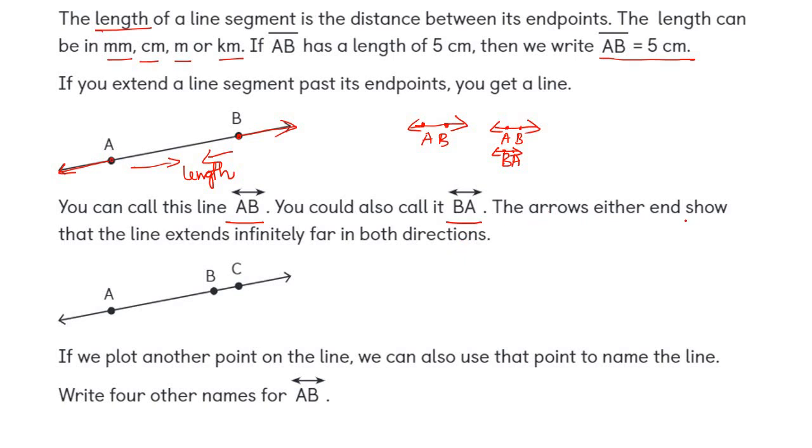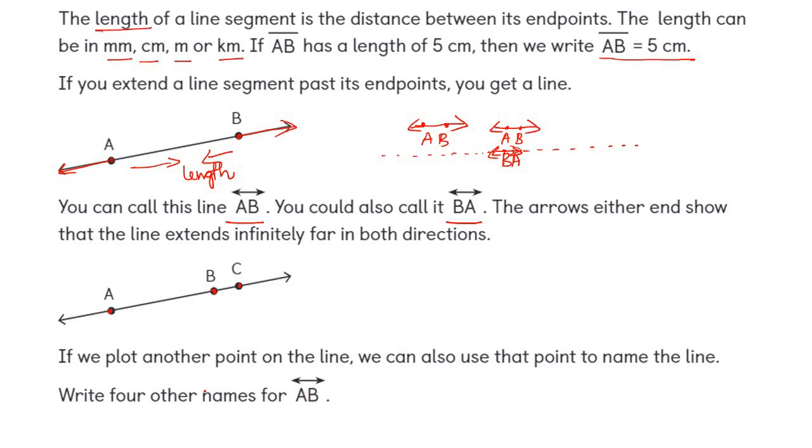The arrows at either end show that the line extends infinitely far in both directions. This arrow shows that this line extends both sides infinitely. Before, we named only 2 points, A and B. If we plot one more point on this as C, we can also use that point to name the line.